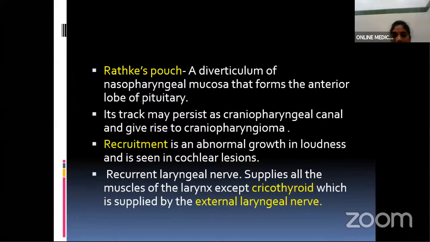Coming to the recurrent laryngeal nerve. It supplies almost all the muscles of the larynx except the cricothyroid muscle, which is a very important muscle in ENT. The cricothyroid is supplied by the external branch of the superior laryngeal nerve, or external laryngeal nerve.